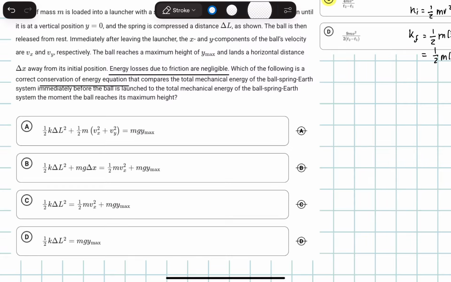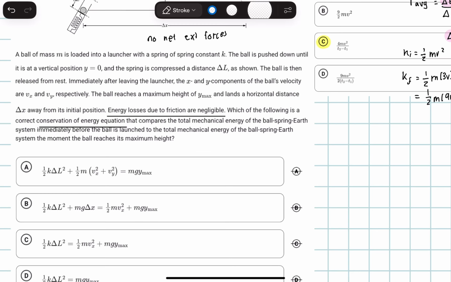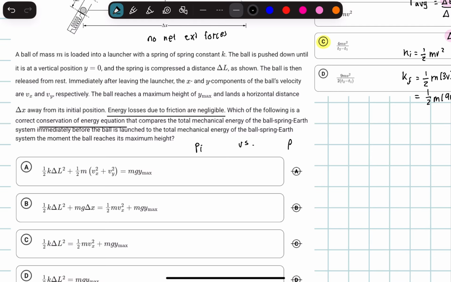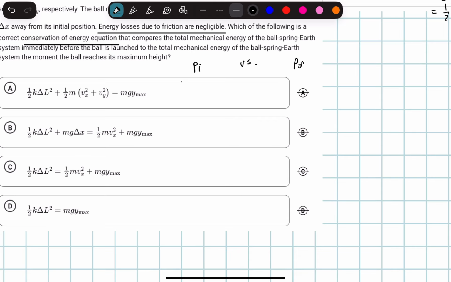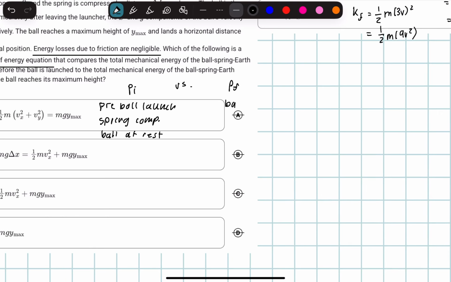Okay, so this is a lot of information, but we can start off with: what is this question asking? We're comparing the initial energy versus the final energy. The initial state is immediately before the ball is launched, when the spring is compressed and the ball is at rest. And the final moment is when the ball is at y max, the maximum height.